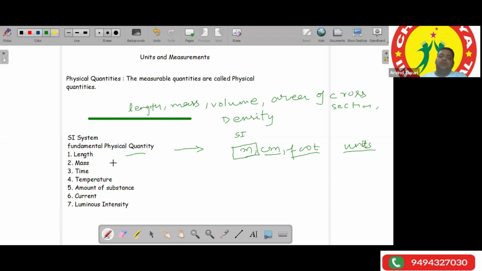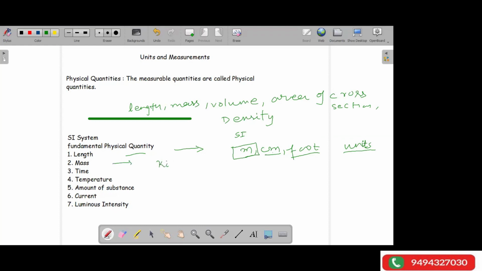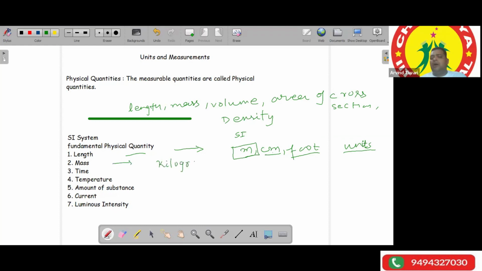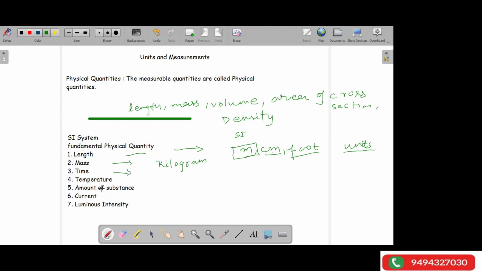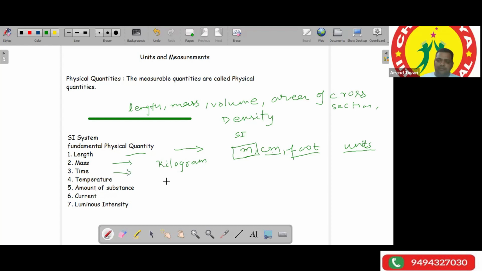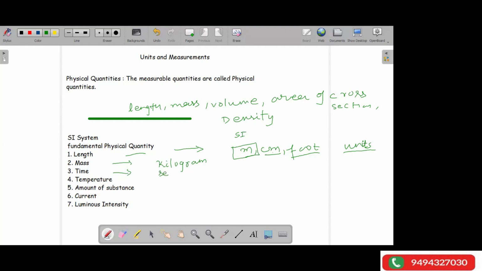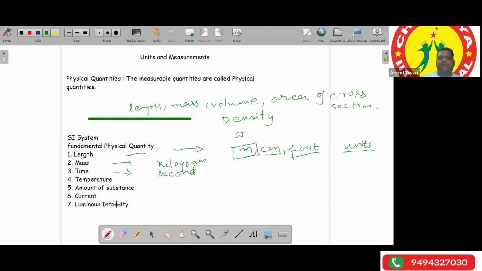The SI system also defines mass to be measured in kilogram. Apart from kilogram, there are other units, like gram and pound, but in the SI system of units, we use kilogram. Can anyone guess the SI unit of time? Second. Yes, the SI unit of time is second.